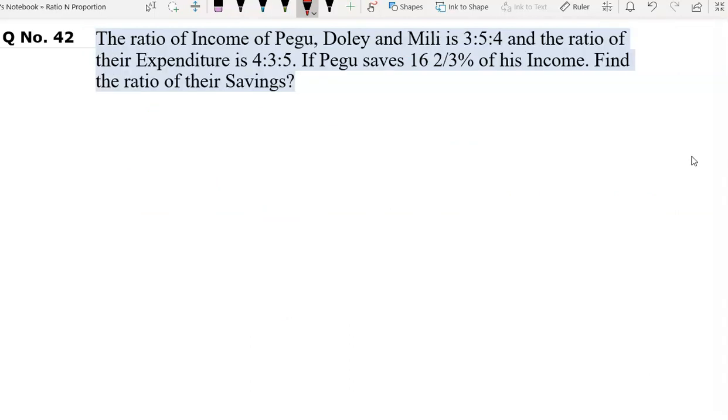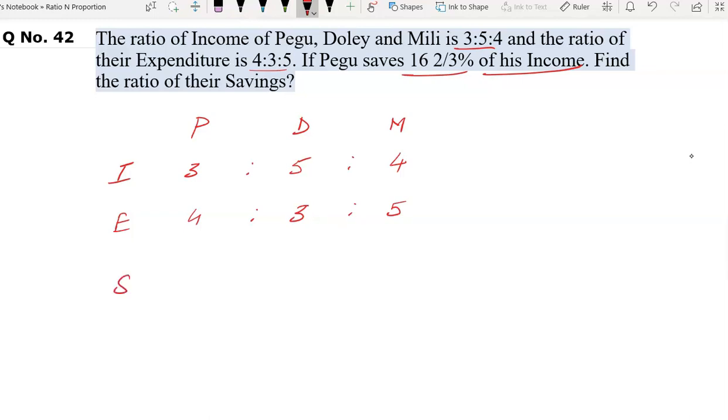Question number 42. The ratio of income of Pegu, Doley and Mili is 3:5:4 and the ratio of their expenditure is 4:3:5. If Pegu saves 16 2/3% of his income, find the ratio of their savings. So in this question, we have Pegu, Doley, and Mili. The ratio of their income is 3:5:4, and the ratio of their expenditure is 4:3:5. And we need to find the ratio of their savings.